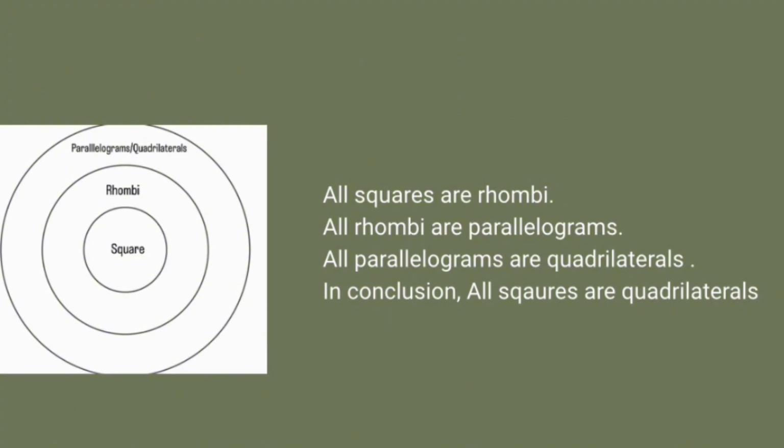In analyzing the conclusion, all squares are quadrilaterals, the diagram clearly shows that the square's circle is nested within the quadrilateral's circle. And also, in determining the validity, the diagram demonstrates that if something is a square, it must also be a quadrilateral. Therefore, the argument is valid.